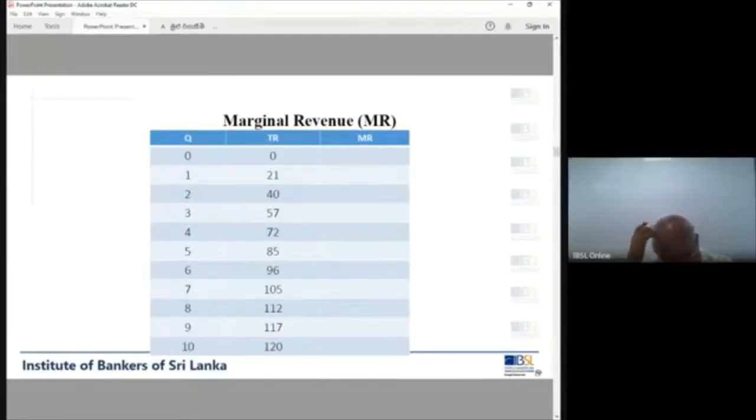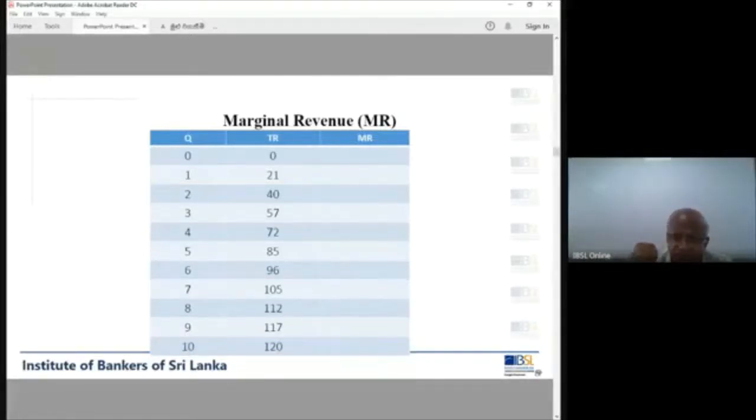For example, by selling the first unit, the firm can get 21. Then the marginal revenue of the first unit is 21. The marginal revenue of the second unit, how much? 2 units generate $40, while the first unit gives 21. Therefore, the marginal revenue of the second unit is 19: 40 minus 21 divided by 2 minus 1.